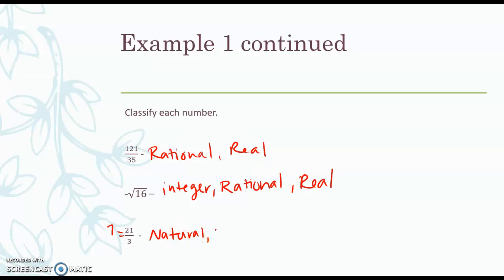Natural, whole, integer, rational, real. And that's how subsets work. Find the smallest group it goes in, and then it is everything outside from there. And that is it for today's lesson. Until next time, 8th graders.